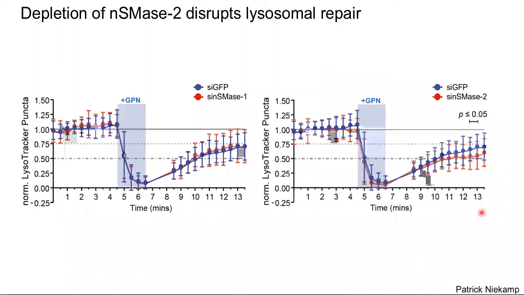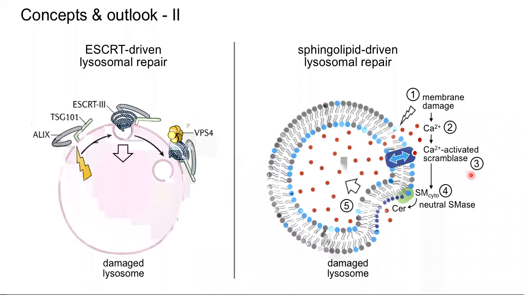And finally, this work raised the question which member of the neutral sphingomyelinase enzyme family may actually participate in lysosomal repair. And as shown here, the siRNA-mediated depletion of neutral sphingomyelinase number 1 had no impact on lysosomal repair. However, depletion of neutral sphingomyelinase number 2 caused a small but very significant reduction in lysosomal repair and also rendered cells more sensitive to the lysosome-damaging drugs. Now, based on all these findings, we conclude, and now I come to the final concept and outlook slide, that cells appear to be equipped with a sphingolipid-driven lysosomal repair pathway that operates largely independently of the ESCRT pathway.